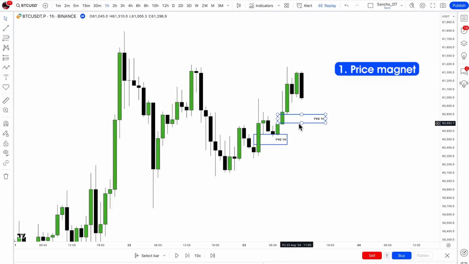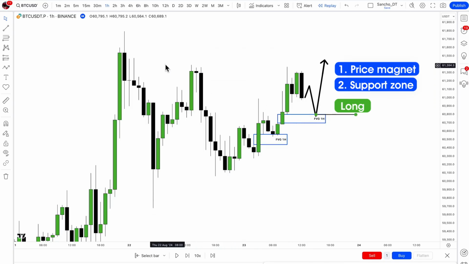Firstly, it acts as a magnet for price. The market typically tends to return to these areas to restore equilibrium. Secondly, imbalance serves as a strong support zone. When the price reaches these levels, a noticeable reaction is expected, after which the market will likely continue moving in the direction of the current trend. For traders, these zones become excellent opportunities to open positions.